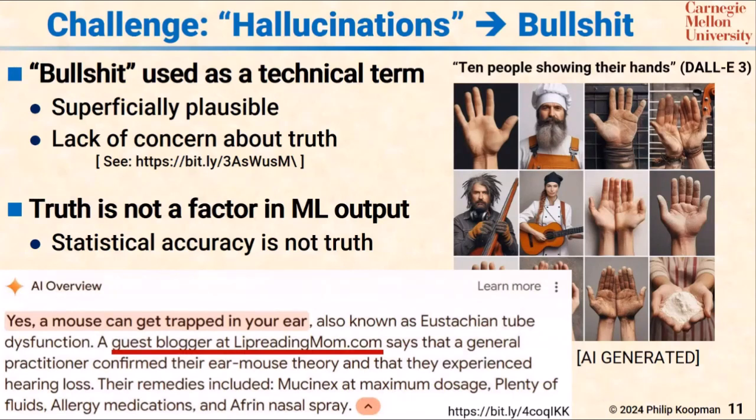It's not literally true. And she sarcastically says she went to the doctor and he said, take a lot of Mucinex and things like this. But any human reader would say she was just telling a story. But the AI didn't know that. The AI said, yeah, you sure enough, you're getting a mouse trapped in your ear. Because its idea of truth for this is, I found it on the web.